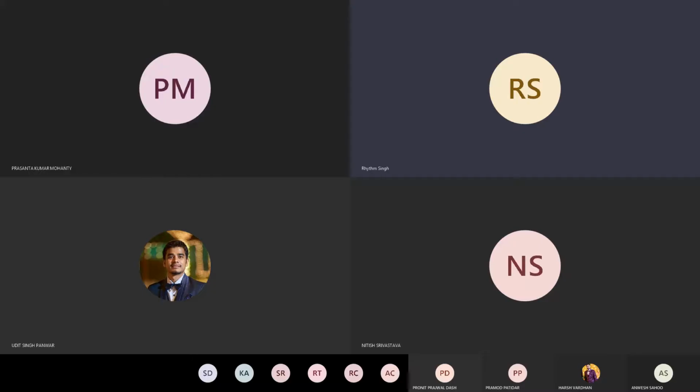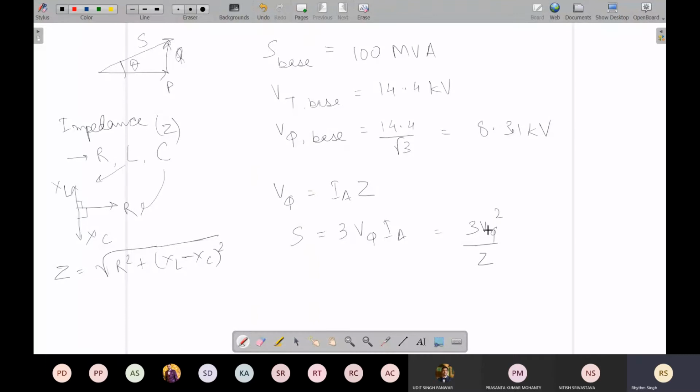So this is the apparent power in terms of the per phase voltage and the impedance. Now if I look at the rated values, then I can write S base, the base value of the rated power for this system, as nothing but 3 V_phase base square divided by Z base, the base impedance. So you can estimate the base impedance from this relationship. It is 3 V_phase base square divided by your S base.